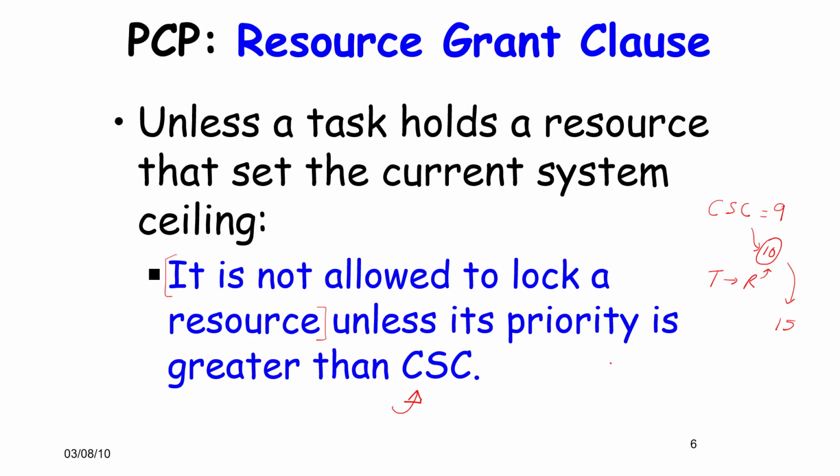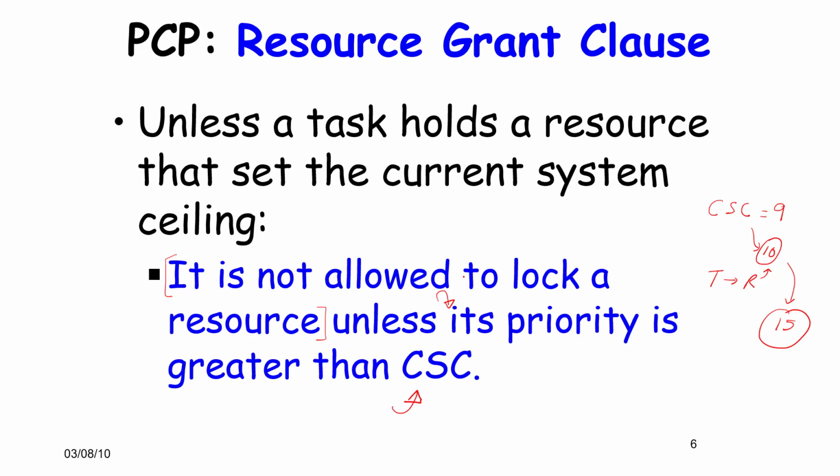it will not only execute, but it will also fall in this unless clause, which basically means that it is allowed to lock a resource. All right. So basically, the point is that its priority better be very high, higher than the current system ceiling. Then, of course, it's a very high priority process, and we personally have nothing to complain. Otherwise, let the current task continue.